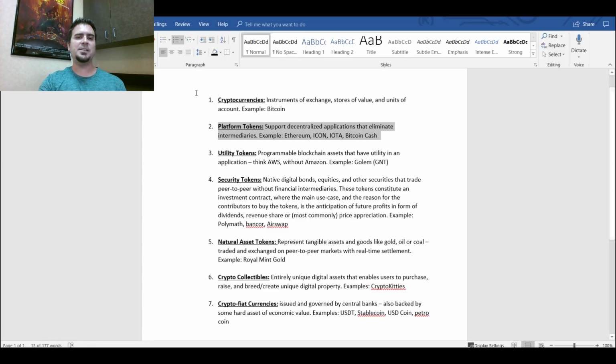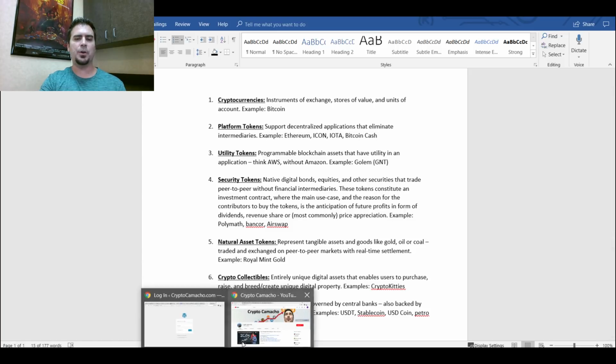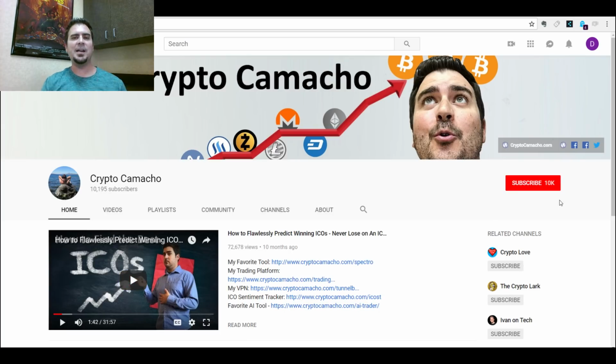I will dig into this more at a later date, but I wanted to give you an overview of the different types of cryptocurrencies because I think it's really important that you guys understand that.